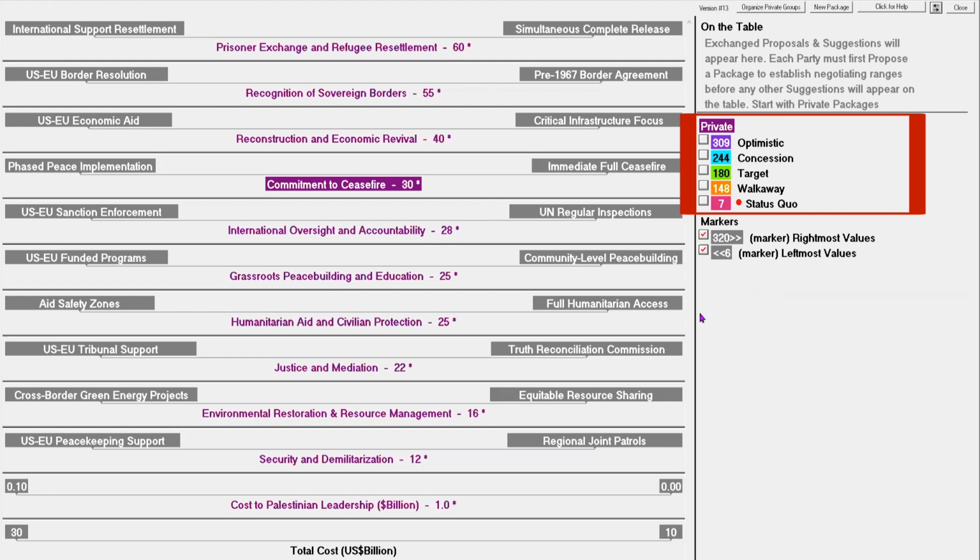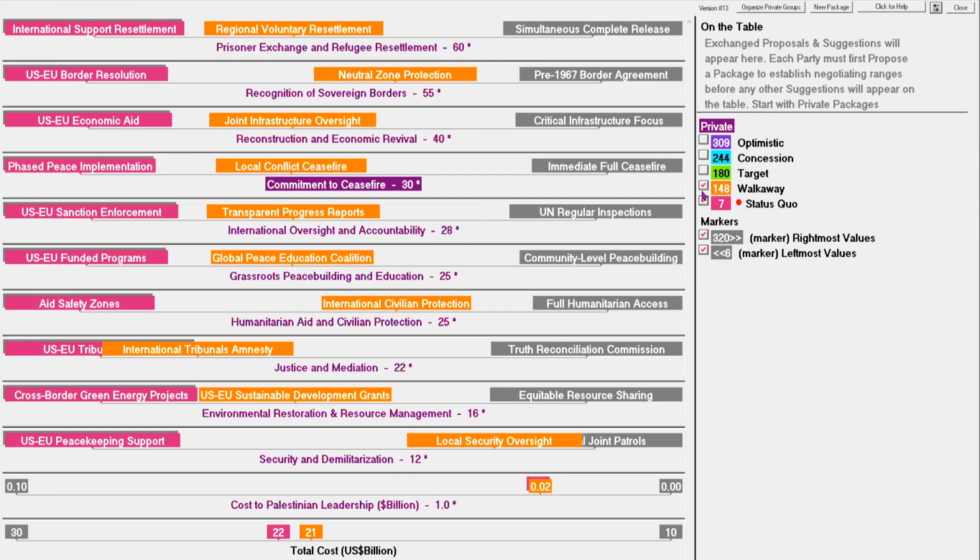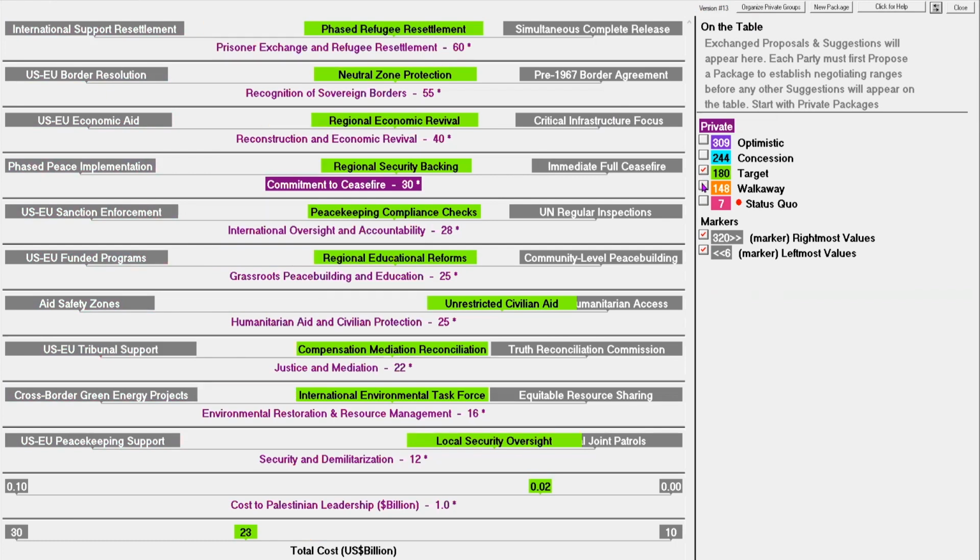The ratings of these packages are determined by the individual importances assigned to the options that make up the package. The package least preferred to the Palestinians, worth only 7 points, is named status quo. An outcome at this end of the scale would be totally unacceptable. The Palestinians will walk away from the table before accepting anything worse than their walkaway package. Their goal is a solution worth at least 180 points.